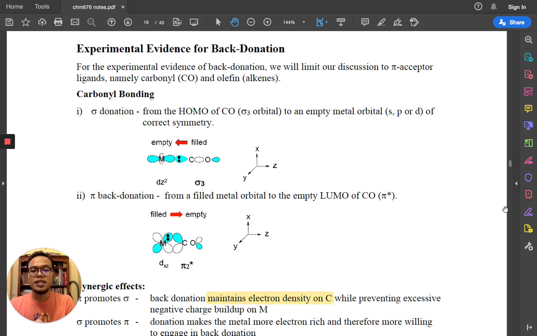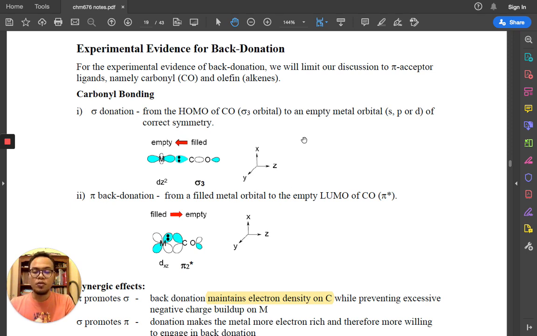For a start, it is best for us to see the carbonyl bonding. We have sigma donation here, as I said, from the highest occupied molecular orbital of a carbonyl, or sigma orbital, to an empty metal orbital. It can be s, p, or d, of correct symmetry. We have x, y, and z. For the orbitals to be able to overlap, they must have the correct symmetry. So in this case, we have an overlapping of orbitals, or the movement of electrons, from the sigma orbitals of your carbon. This is the HOMO from the carbonyl to the empty orbitals of your metal.